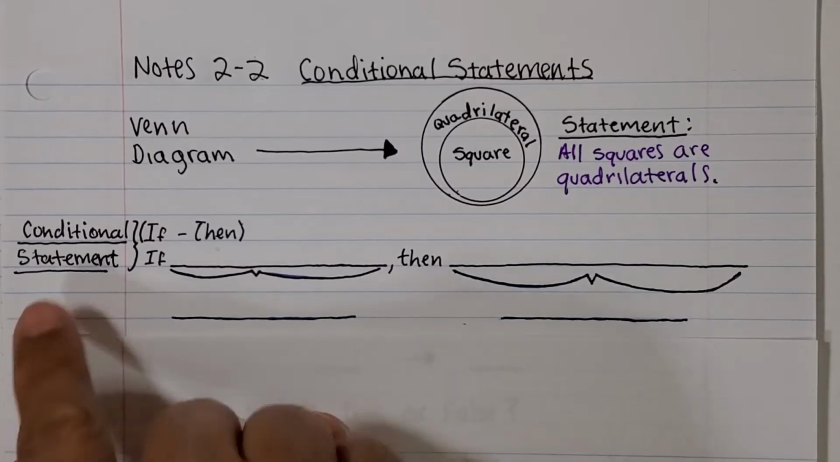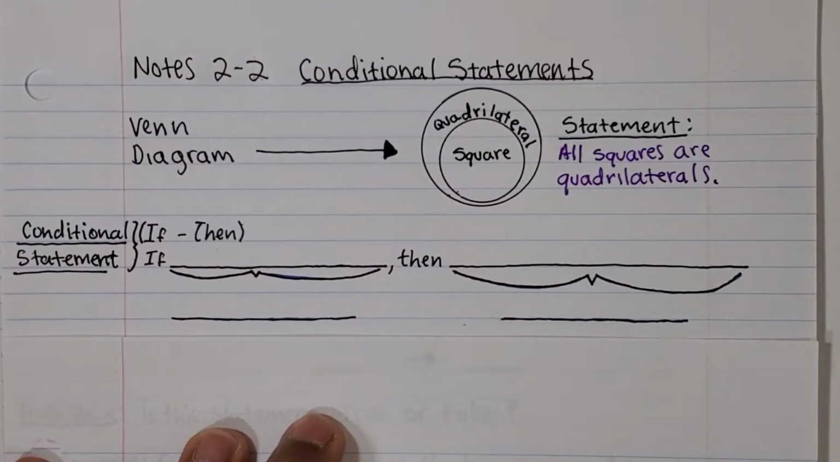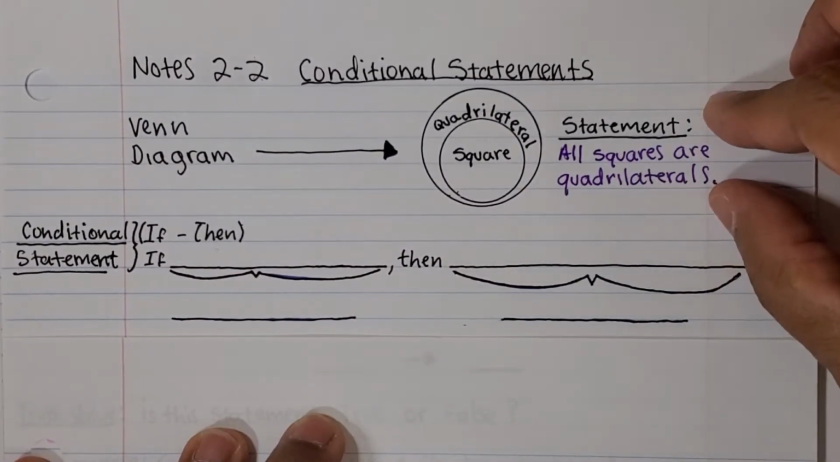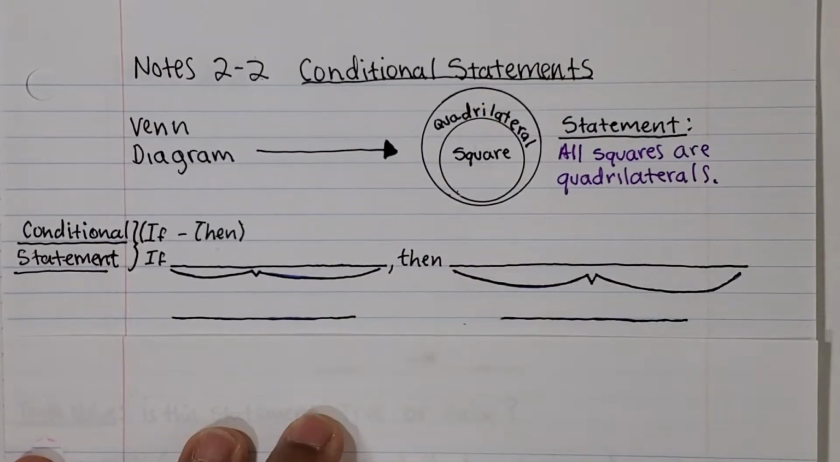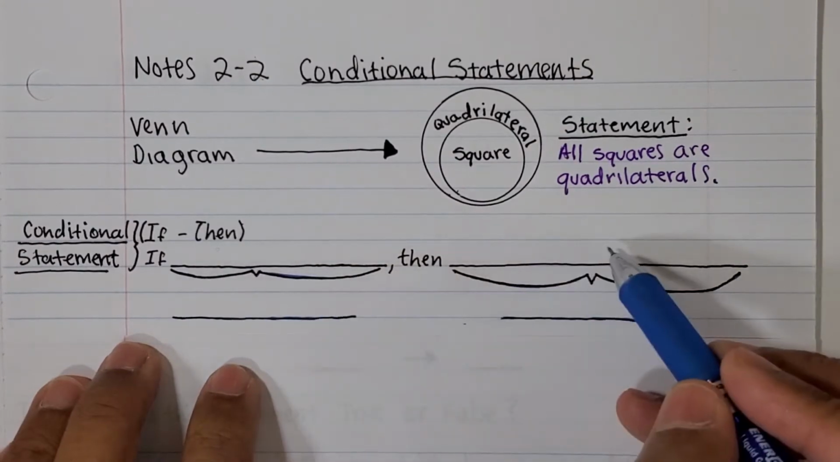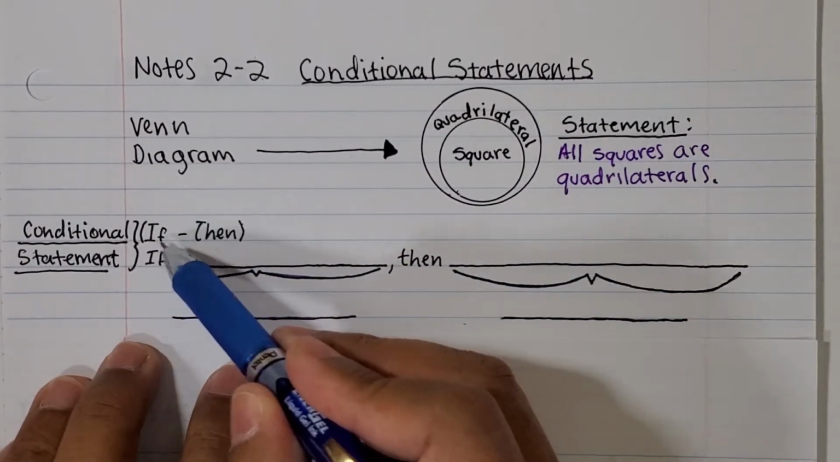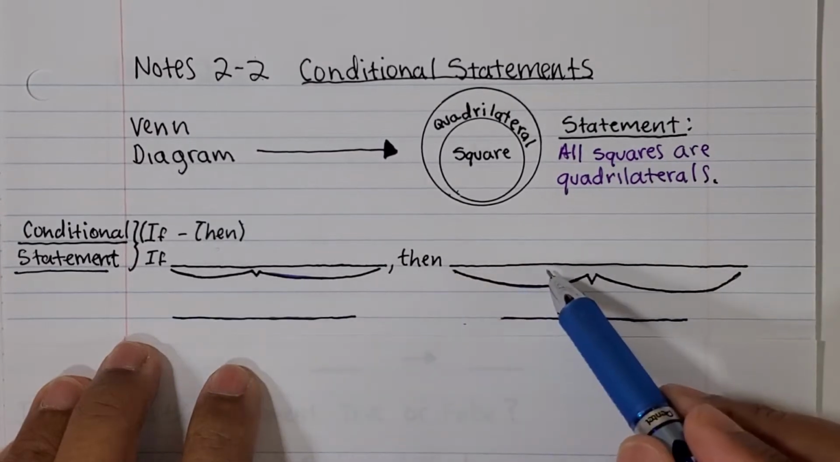So a conditional statement, okay, just uses if and then. So what I'm going to do is I'm going to turn this statement into a conditional statement. Okay, so to do that, this conditional statement has two parts. The first part is if, the second part is then. So if is what we call the hypothesis, and then is the conclusion.